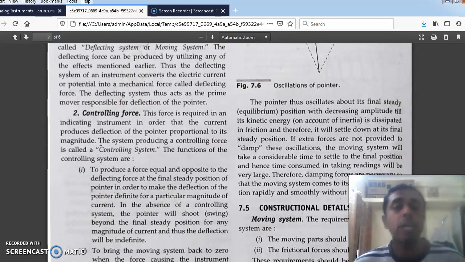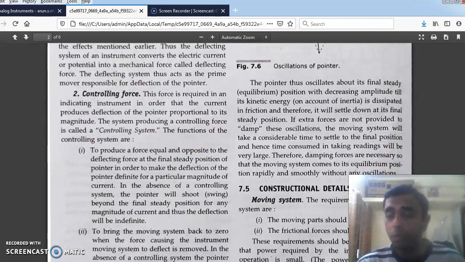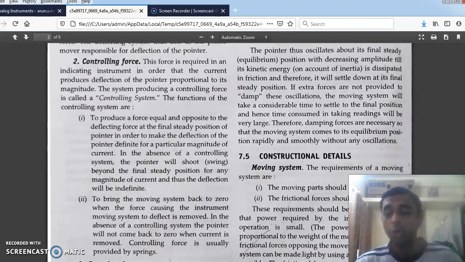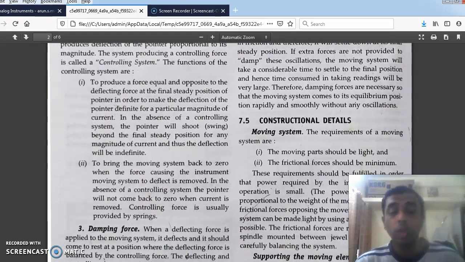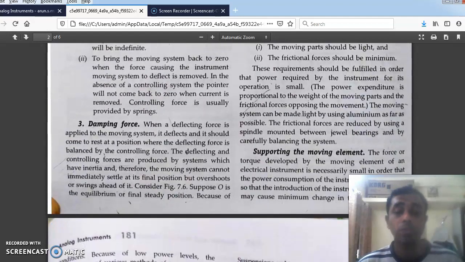Without the controlling force, the pointer will not stop at the equilibrium point. And there is one more thing: suppose we stop the experiment and make the current 0. Suddenly the pointer has to come back to the 0 position. So how do we ensure that? The controlling torque brings the pointer back to the 0 point. And the third one is the damping force. What is the damping force?